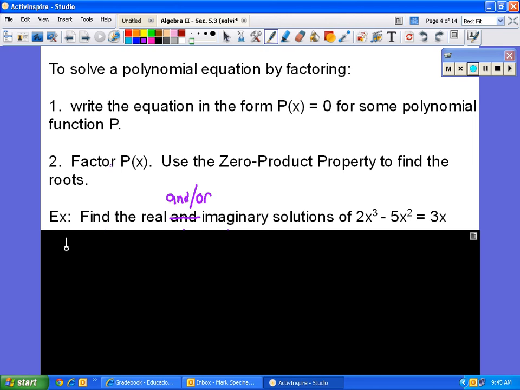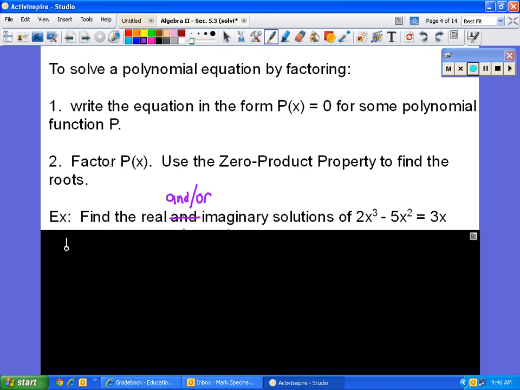All right, so here's my question. Finding the real and/or imaginary solutions of that particular polynomial. I will tell you that the way we're going to do it today, you only get real solutions. When we finish this section, the other part is when you'll see imaginary solutions. So you're not going to see any imaginary solutions today, but you will see them next time.